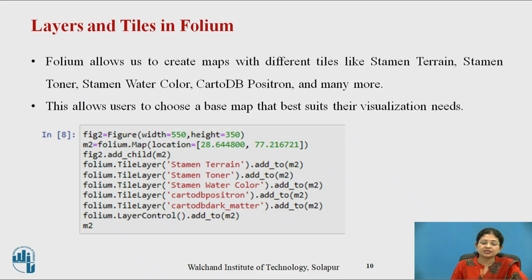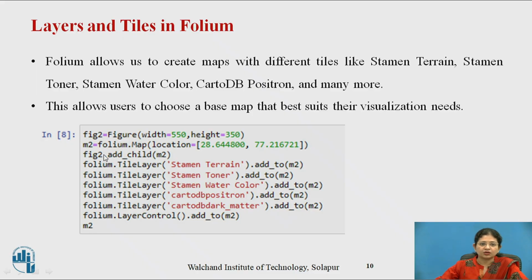Now let's see the layers and the tiles in Folium. Folium allows us to create the map with different tiles like Stamen Terrain, Stamen Toner, Stamen Watercolor, CartoDB positron and many more. This allows the user to choose the map that best suits the visualization need.